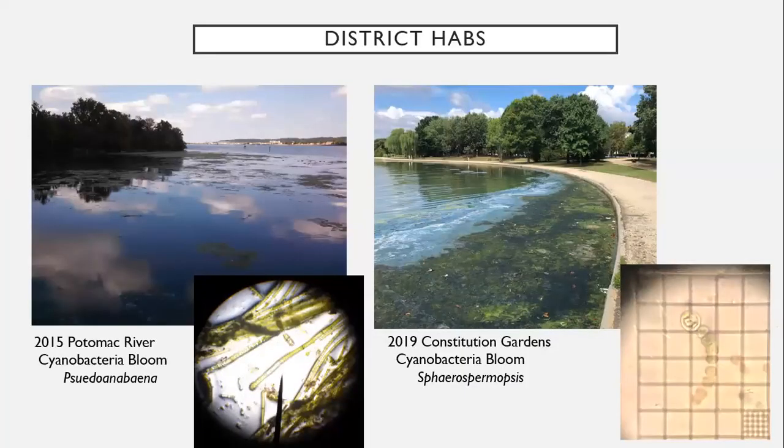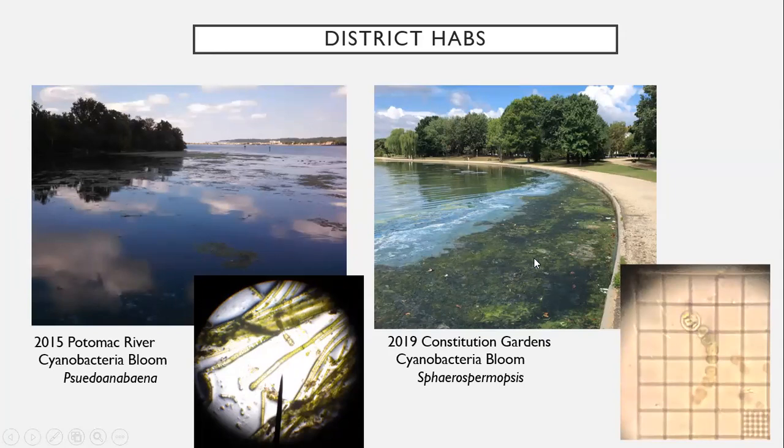So here are two examples of harmful algal blooms in the district. The first, the picture on the left here, is of a bloom in the Potomac River that was dominated by Pseudanabaena. And you can see here the microscopic view of these filaments. So this species here produces microcystins, which is a liver toxin.